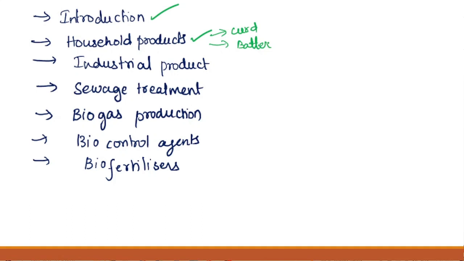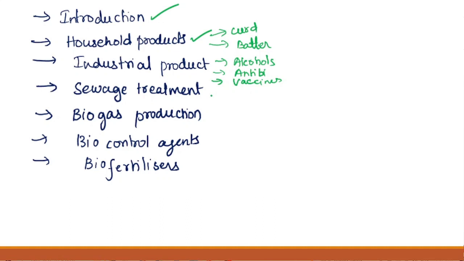Coming to the next, industrial products. On a large scale we also produce bacteria for various purposes, to produce alcohols and antibiotics. Now COVID also came, and for COVID we need vaccines. The vaccines are prepared, and that also comes under industrial products. So preparation of vaccines will also come under here.